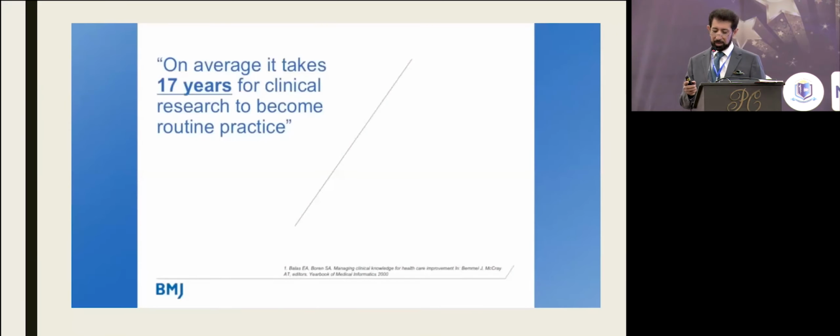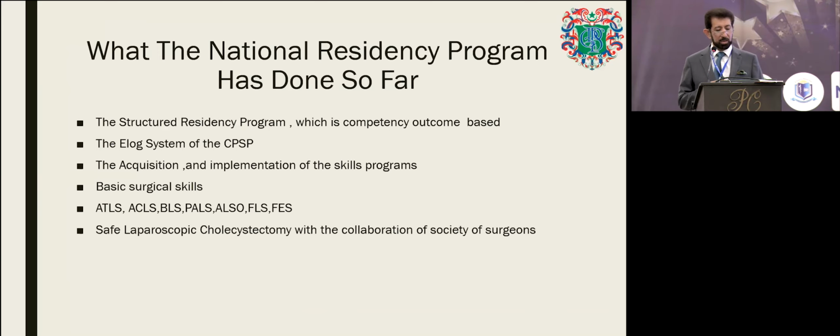Since I look after the National Residency Program, let's see what the National Residency Program has done so far. We have the structured residency program, which is competency outcome based, the ELOG system of the CPSP, and the acquisition and implementation of skills programs like basic surgical skills, ATLS, ACLS, BLS, PALS, also FLS and FES. And then we had a safe laparoscopic cholecystectomy with the collaboration of the Society of Surgeons.